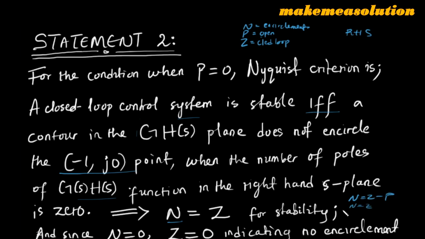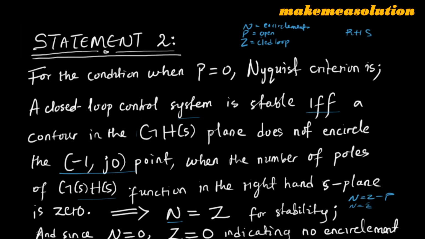Is that okay? And when there is no encirclement of this point, then Z will now be 0 eventually. So can you see the chain relationship? So this is statement 2 of Nyquist criteria. It tells us that for our control system to be stable, there should be no encirclement of the -1, j0 point. So our contour should not encircle that point, and in that case, the number of open loop poles on the right hand side of the S plane has to be 0. So these are the conditions that must be satisfied for our system to be stable according to statement 2.